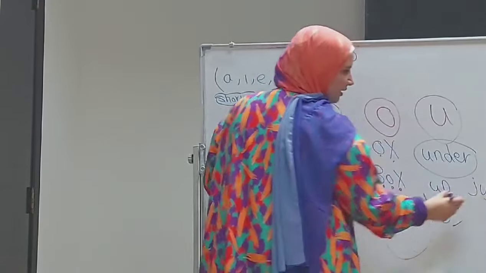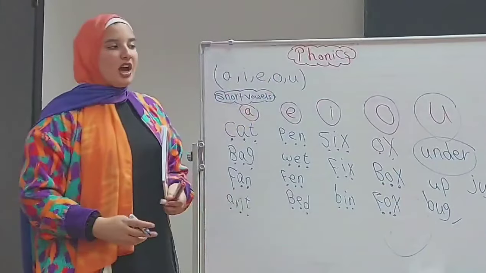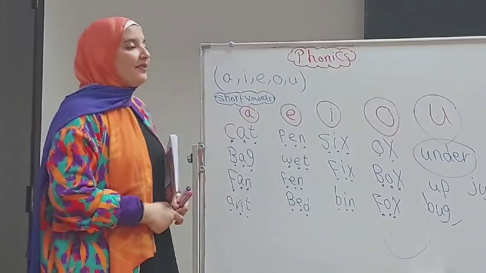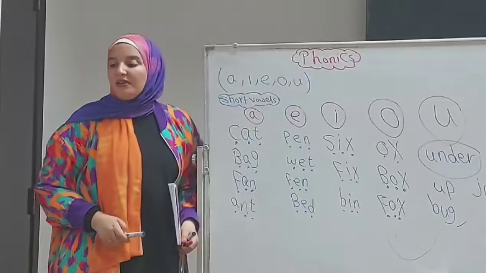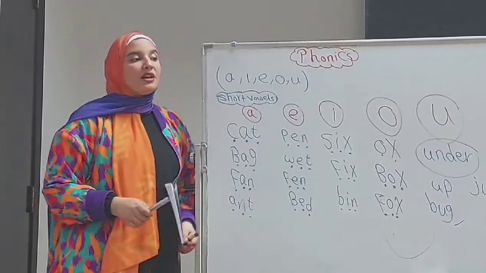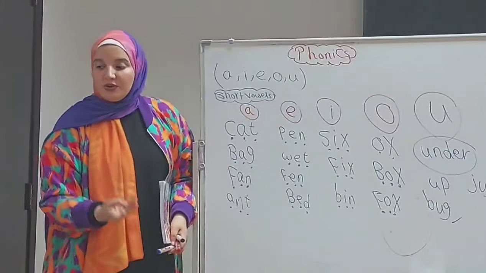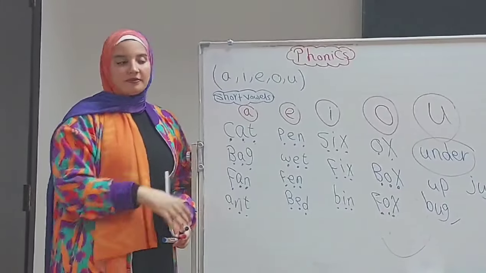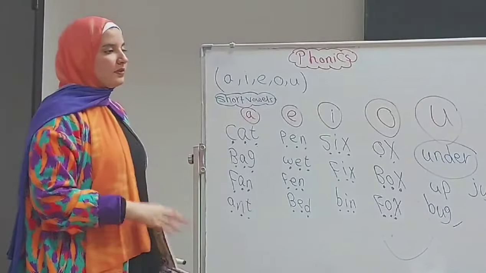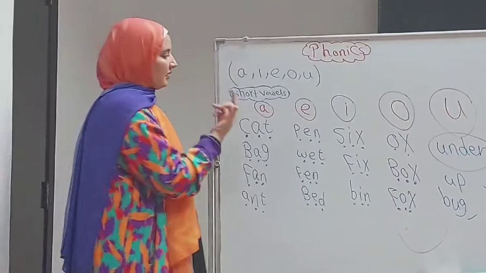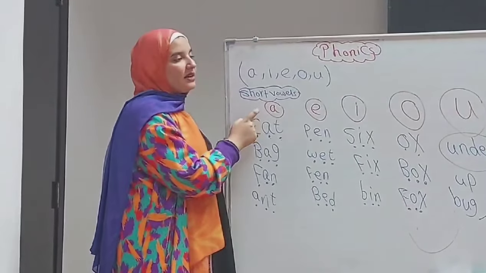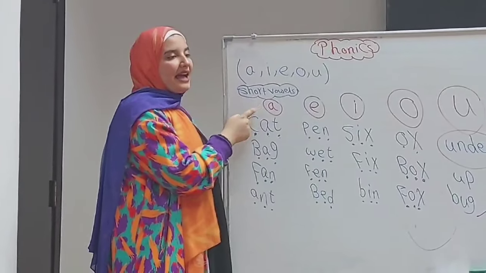Jog. Jog. So how many vowels we have? Five vowels. What are these? A, E, I, O, U. Happy birthday to you. Okay, let's look about their sounds. A, A, A, A.